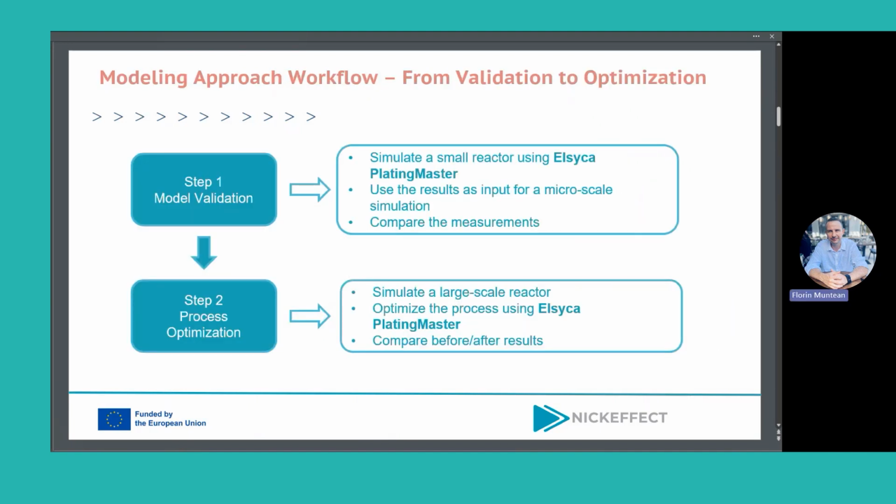But before optimization, we need to make sure that the numerical model is the right one, so the first step was the validation of it. We started by simulating a small reactor using Elsyca Plating Master. Then we used those results as an input for a microscale simulation, and the results of that simulation were compared to measurements.